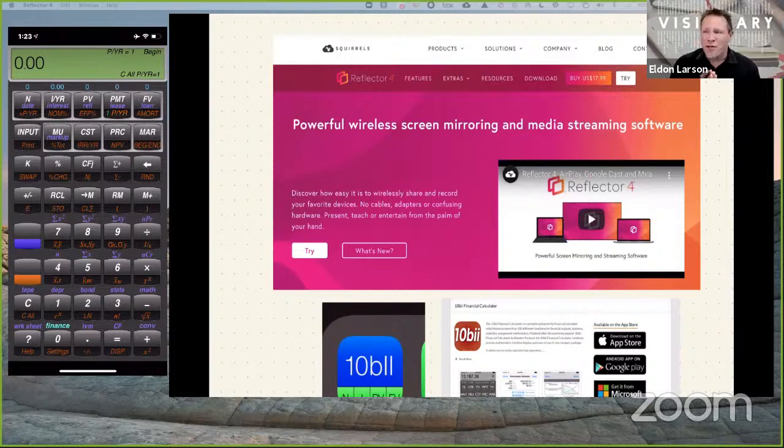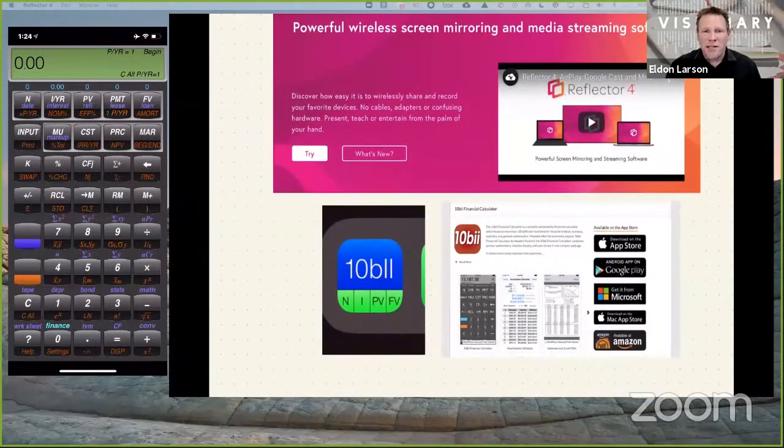You'll see on your screen we've got Reflector 4 as the software that we're doing the screencasting with, and also on the screen, you'll see my iPad screen and you will also see the financial calculator. If you're searching for a financial calculator, it's the 10BII that we're using. I'll talk a little bit about this calculator for 2 seconds before we get into the presentation part of what we do for clients.